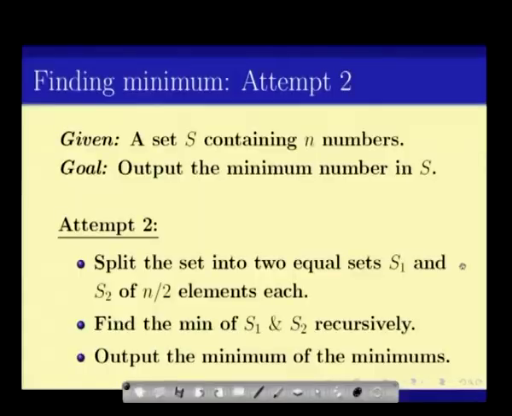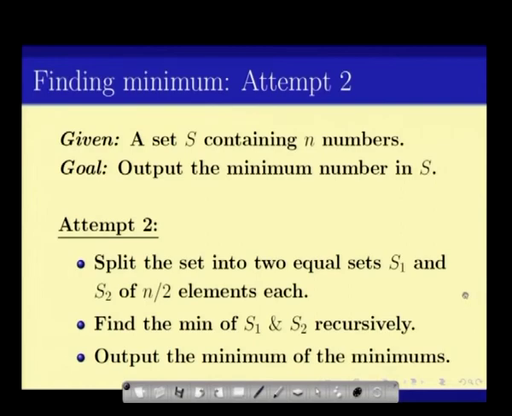Now, can we do better? The idea was to use the divide and conquer approach. We split the set into two equal sets, S1 and S2, of n over 2 elements each. We find the minimum in S1 and S2 recursively, and then we output the minimum of these two minimums. This is a correct algorithm. Its correctness can be seen from the fact that the minimum of a set of n elements is the minimum of the minimum of the first half and the minimum of the second half.